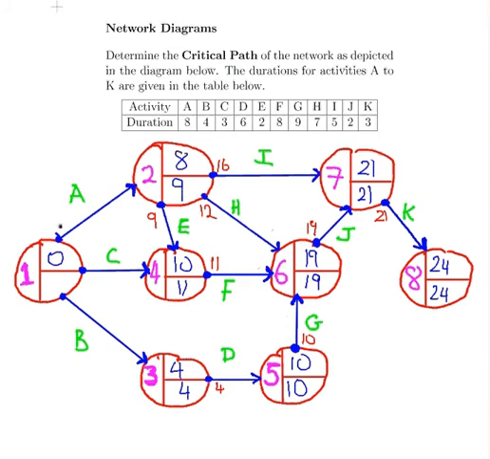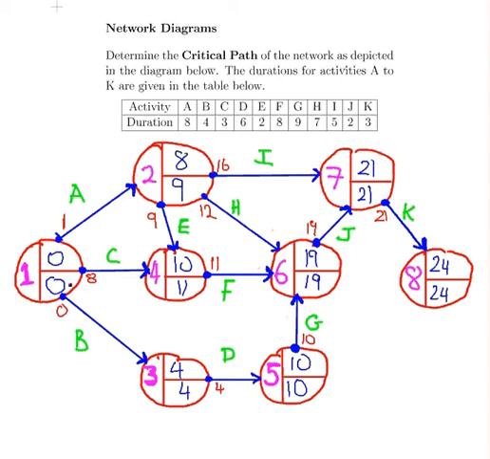The latest finish for node 2 is 9. That means from the point of view of activity A, which takes 8 time units, the latest finish there is 1. Looking at node 1 from the point of view of node 4 through activity C, the latest finish in that case will be 8. And through activity B, 4 minus 4 is 0. And again, what we do is pick the lowest number there. So that's a 0.